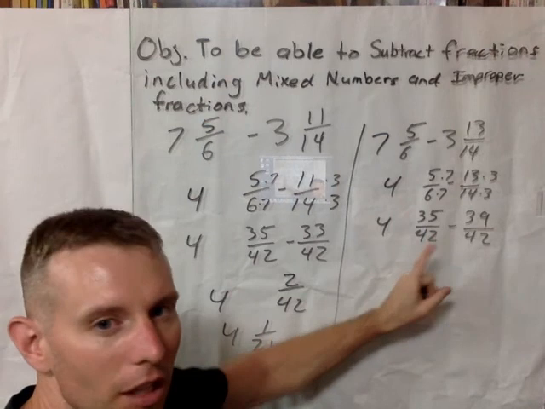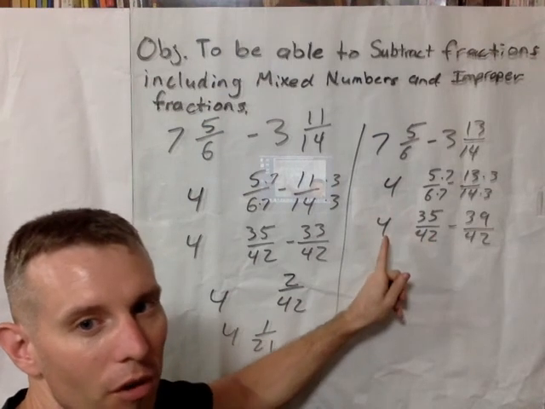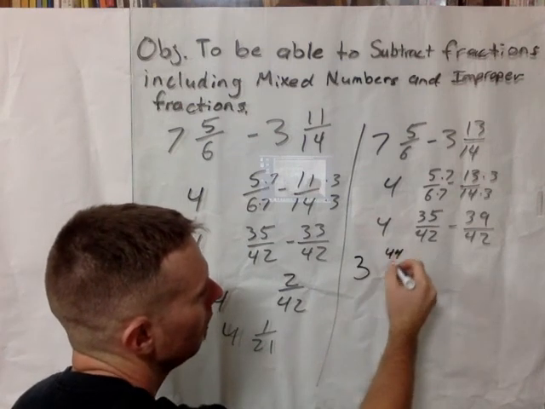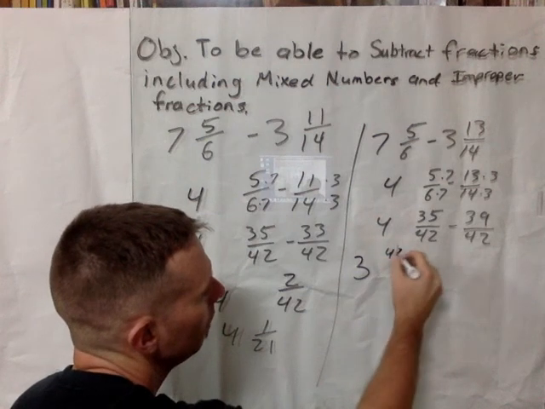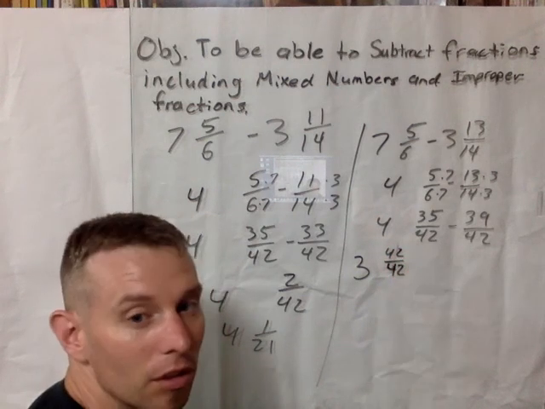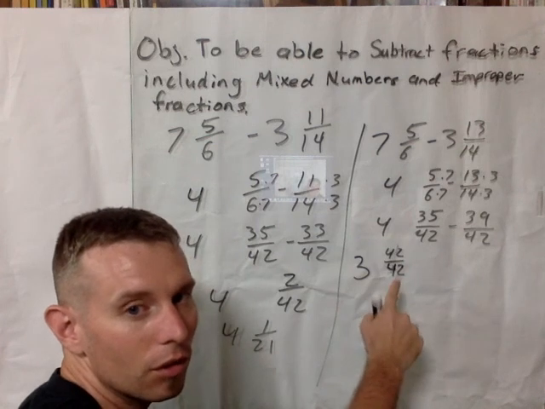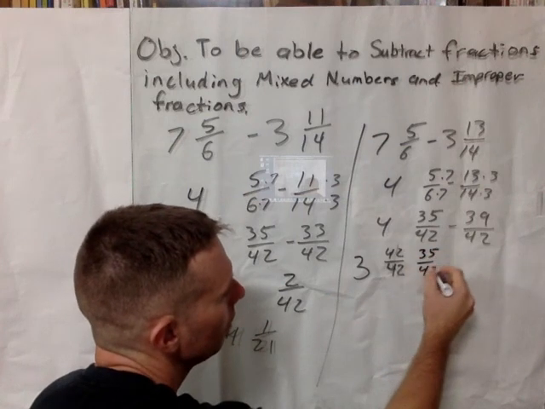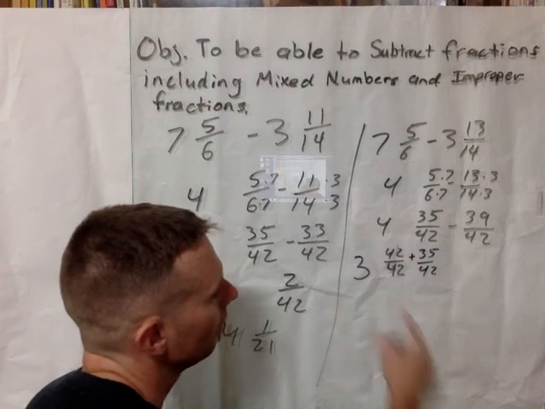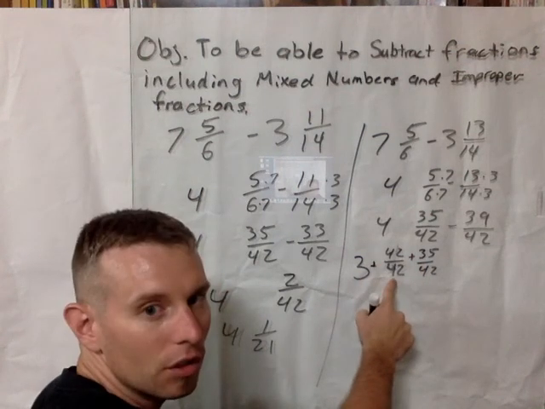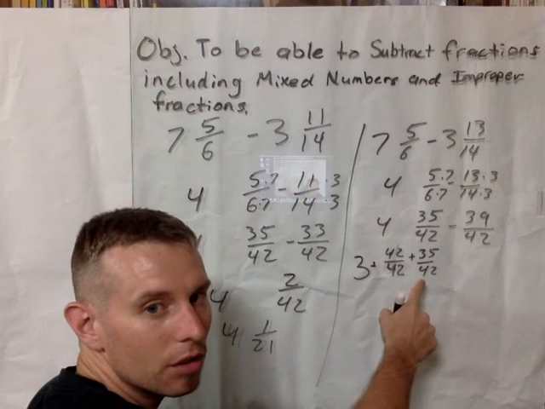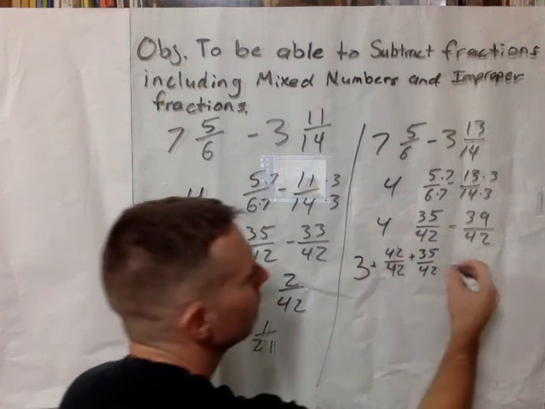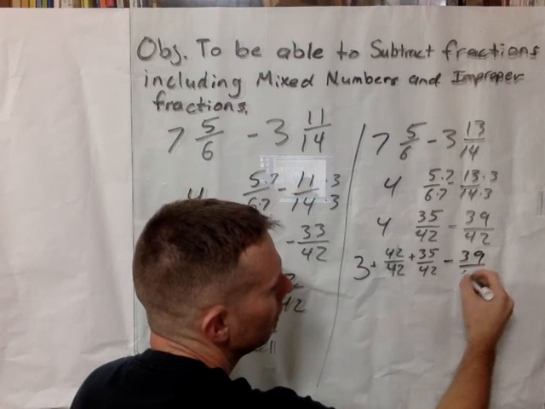So how we can mitigate that is to borrow from this 4. We know this 4, we could call this 3, and then another 1 whole would be 42 over 42. And you see how 3 and 42 over 42 is the same thing as 4. And then we have this 35 over 42 that we could add to that. So 3 plus 42 over 42 plus 35 over 42 is the same thing as 4 plus 35 over 42. I don't know if you can kind of see that or not. And then we have 39 over 42.